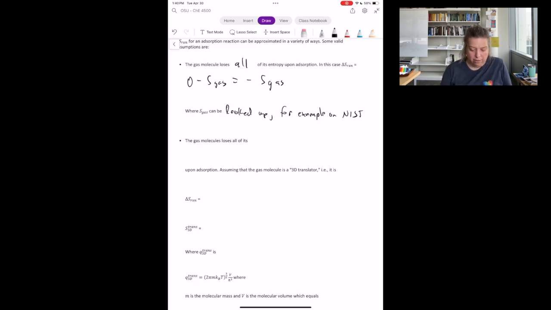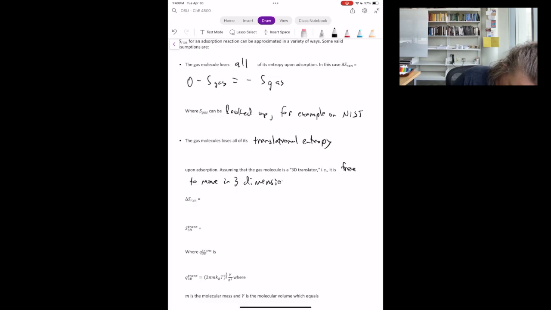Another model is to say that the gas molecule loses all of its translational entropy upon adsorption. So if we say that the gas molecule is a 3D translator, which means it is free to move in 3 dimensions, and then when it hits the surface, it loses all of those degrees of freedom. In that case, the entropy of reaction is going to be equal to 0 minus the translational entropy of a 3D translator.